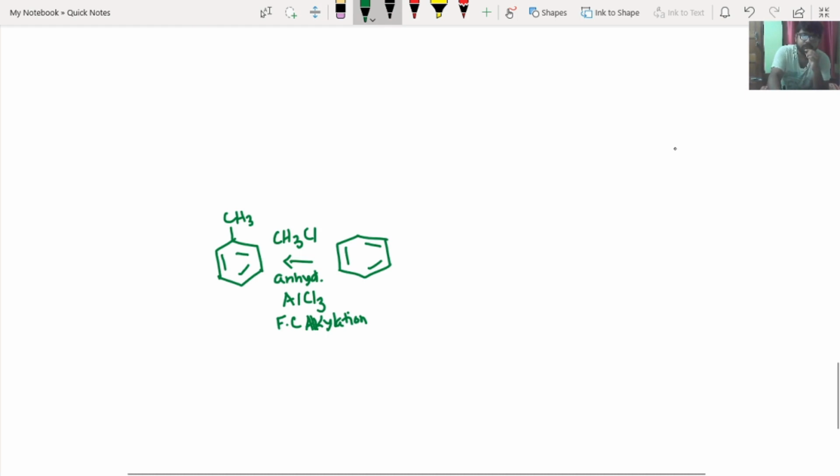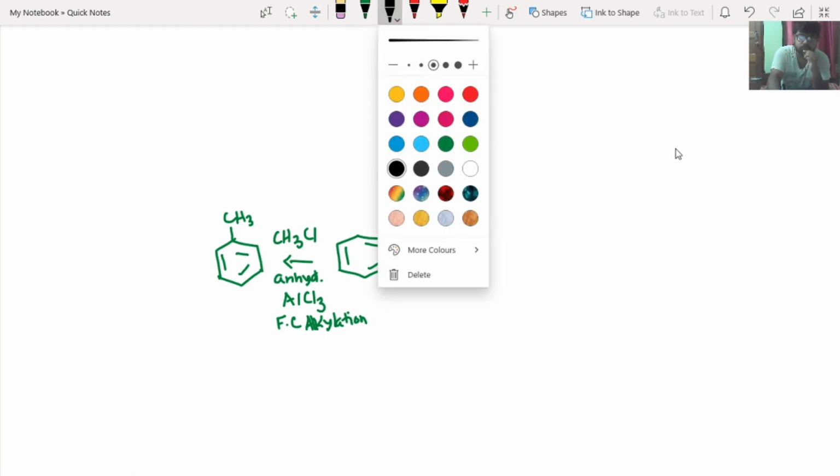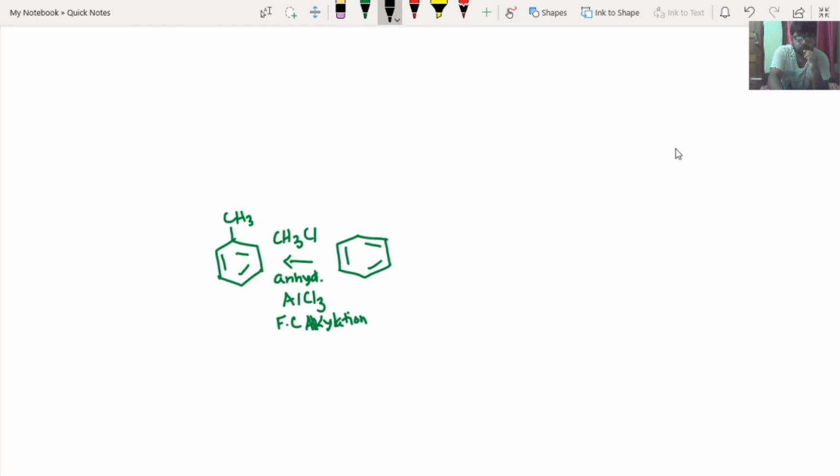Now we can do so many things with this toluene. This toluene can be converted into benzyl chloride in presence of diffused sunlight and obviously chlorine. It's a radical pathway. We will call it halogenation reaction.